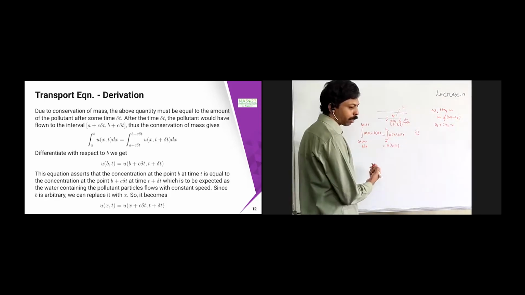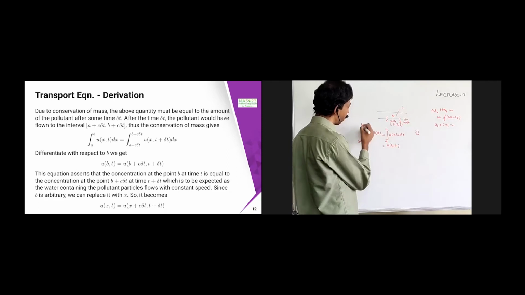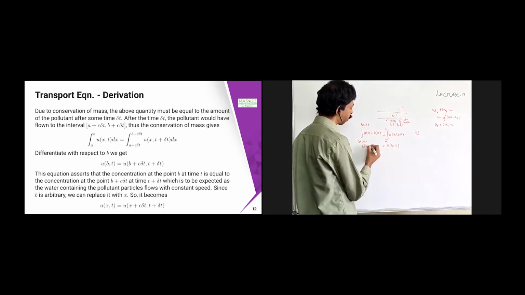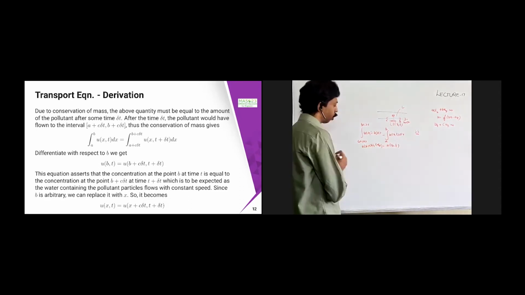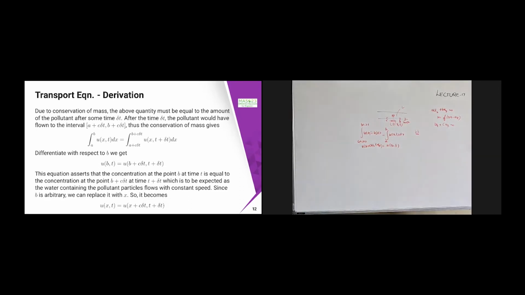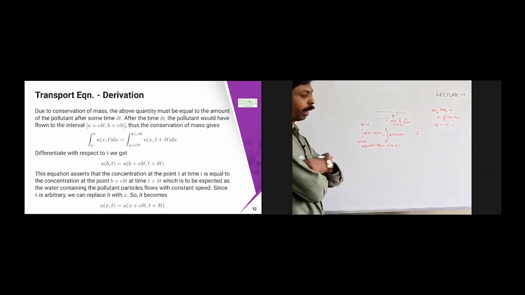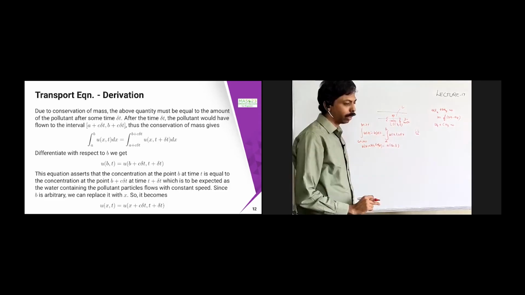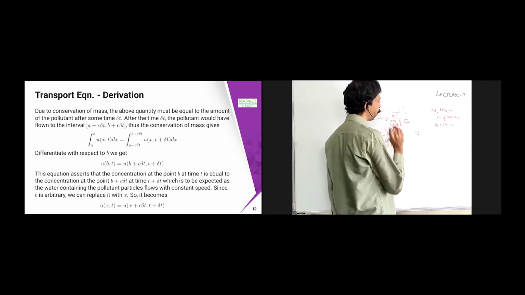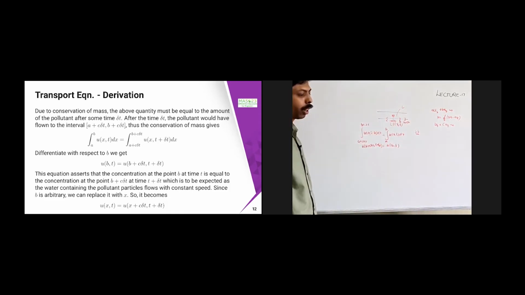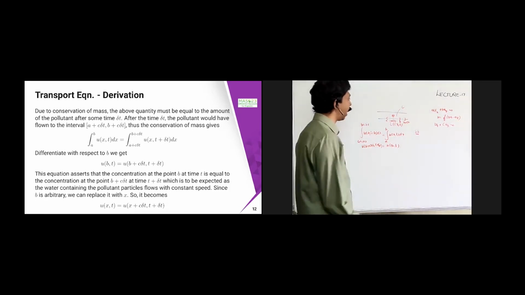Again you do the differentiation with respect to b. Therefore, this is going to become u of b plus c delta t, comma t plus delta t. So this is going to be the relation which I am going to get. What this equation is saying is that the concentration at the point b at time t is equal to the concentration at the point b plus c delta t at time t plus delta t.